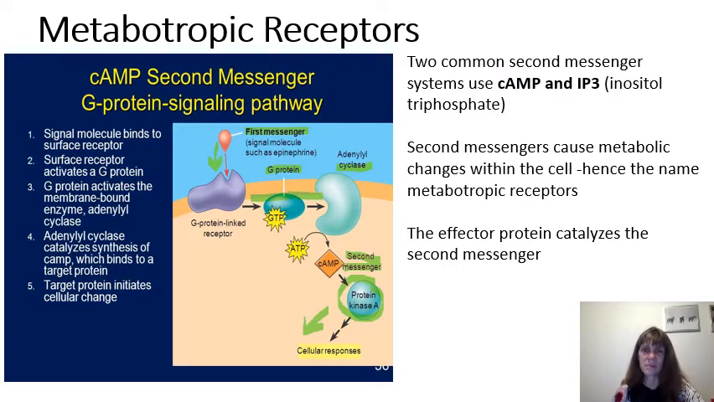There are two common second messenger systems, those that use cyclic adenosine monophosphate and inositol triphosphate. You really do need to know the names of these second messenger molecules: cyclic adenosine monophosphate and inositol triphosphate.